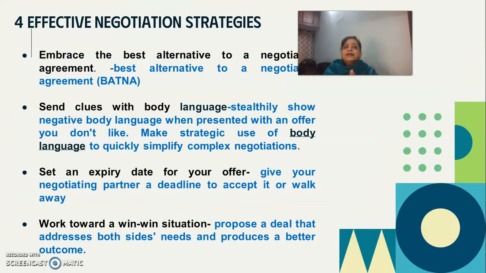Then there are four effective negotiation strategies. First is the acronym BATNA, meaning best alternative to a negotiated agreement. You have multiple options, you choose the best one out of that. Then send clues with your body language. When you're not happy with certain things, you needn't spell it out or say it out, you can express through your facial expressions that you don't like it, you don't find it proper. So it simplifies the complex negotiations a bit.